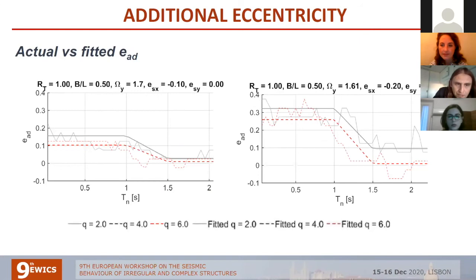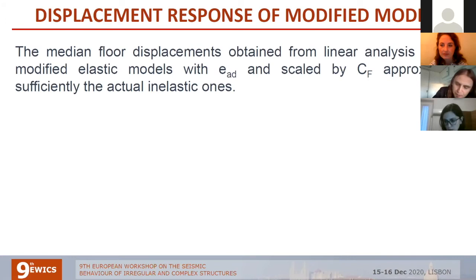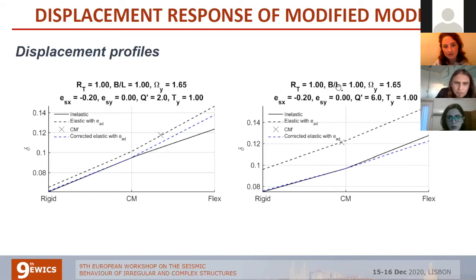And finally, I am showing you the most important thing of the results: the median floor displacements obtained from the linear analysis of the modified elastic models with this additional mass eccentricity, scaled by the seismic correction factor C sub F, and we will see the comparison of the floor displacements. In the left figure, we are showing the inelastic floor displacements of the system with these parameters. The dotted black line would be the elastic one, directly obtained from the analysis of the model with this additional mass eccentricity, without any correction.